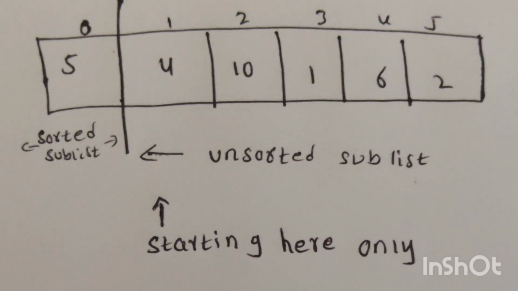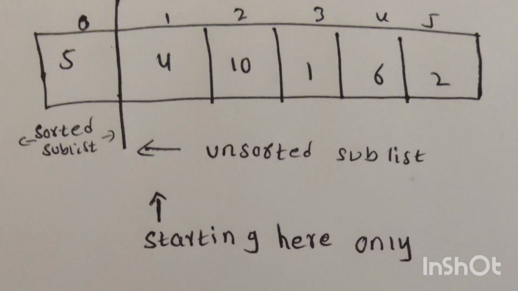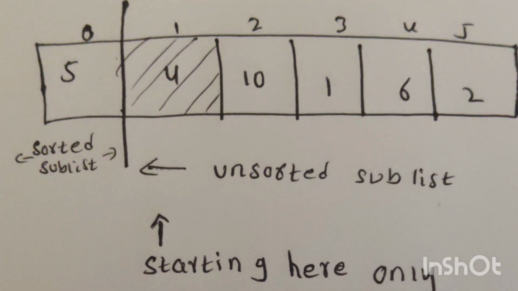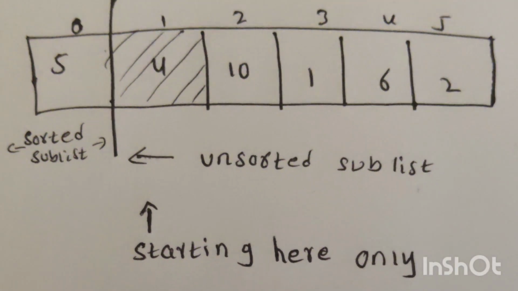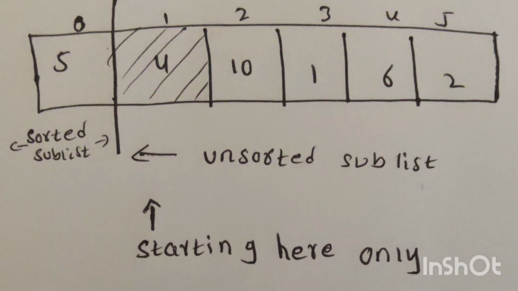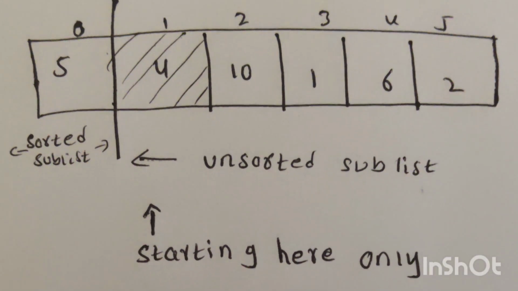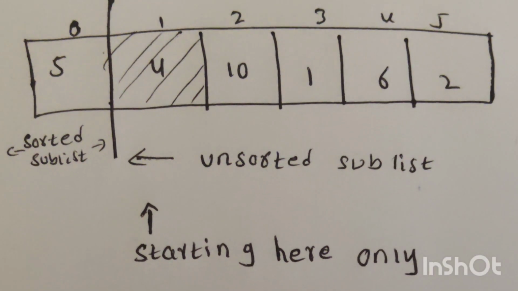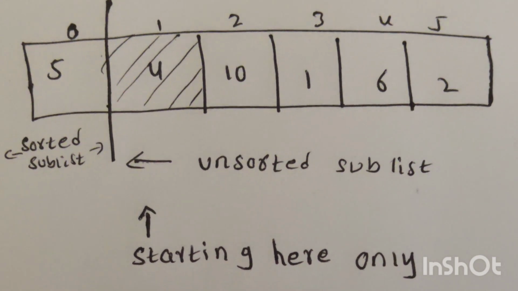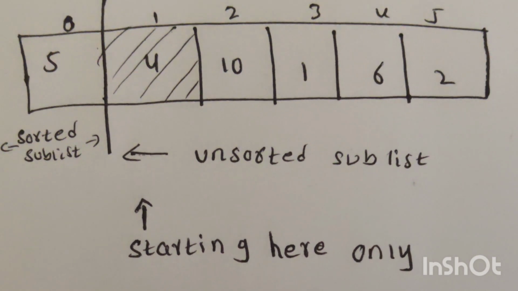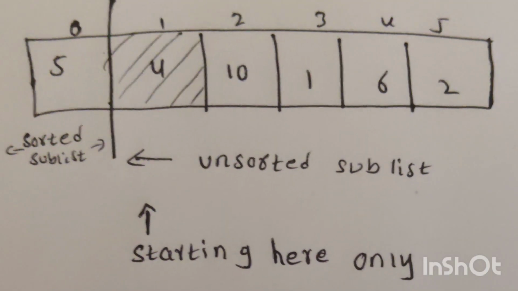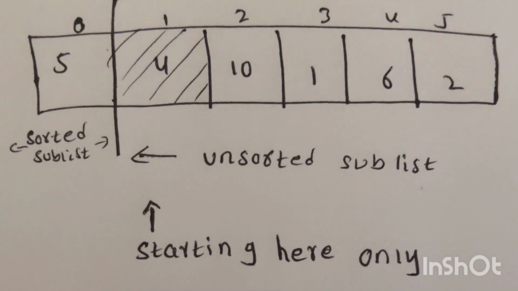See, first of all, this is our array, or you can say this is our list. Fine. So by default, we are going to take this first variable. This we are going to consider as our sorted sublist, and from index 1 to the last, this is our unsorted sublist.